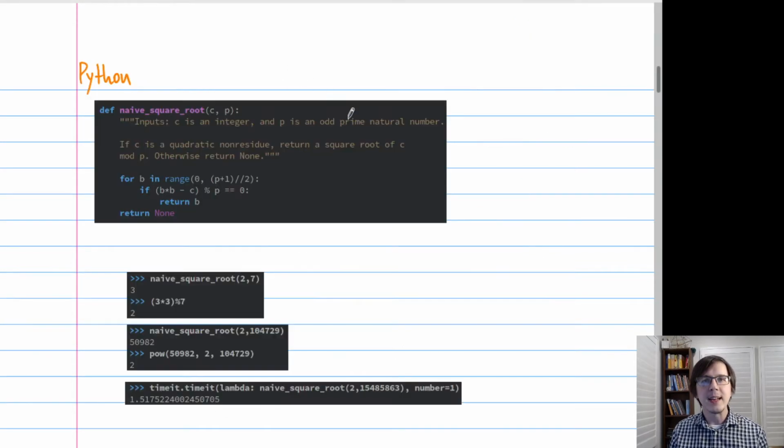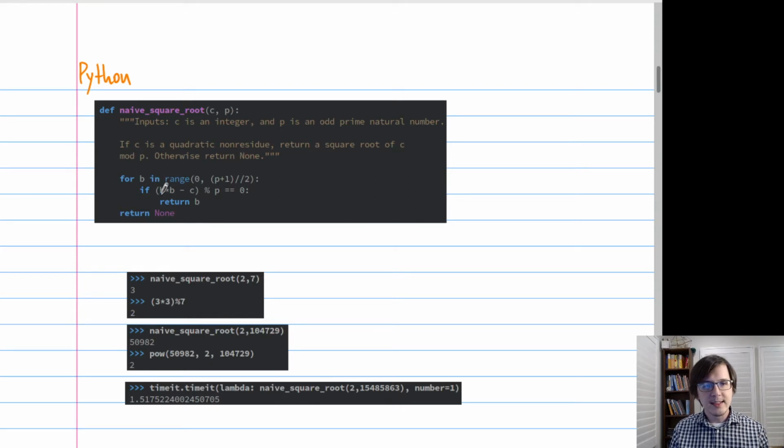Okay, so that's our algorithm. Let's see what that looks like in Python. It's a very simple piece of code. It's a function that I've called naive square root. It's a little bit less naive than fully naive, but as we'll see, there's a much faster algorithm. It takes the number c and also the prime p, and it assumes that the user of this function has actually ensured that p is an odd prime, though actually this algorithm doesn't require it. It can be just any number.